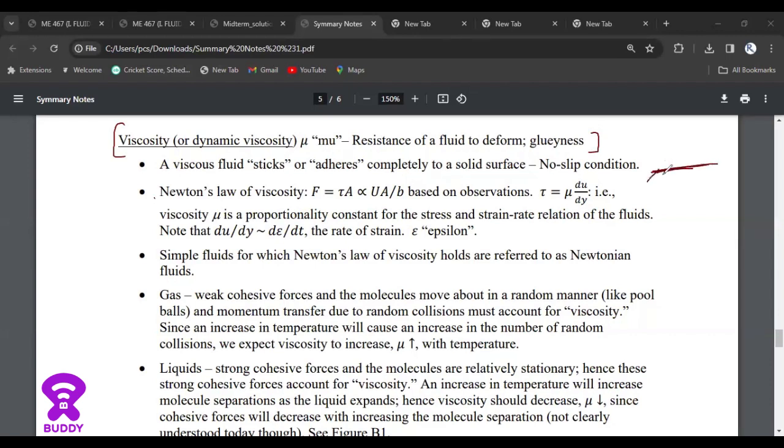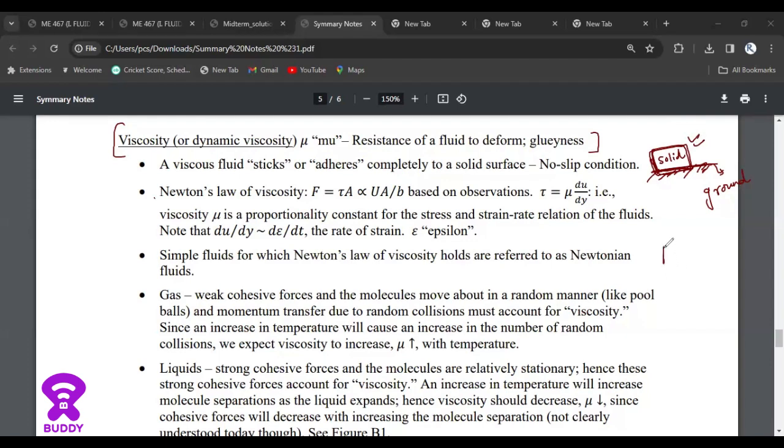Let me call this a ground, and there is a solid object. Two solid surfaces are there. When I try to move these two solid surfaces with respect to each other, what will happen? If there is friction, definitely this solid object cannot move freely, right? It will feel some resistance.